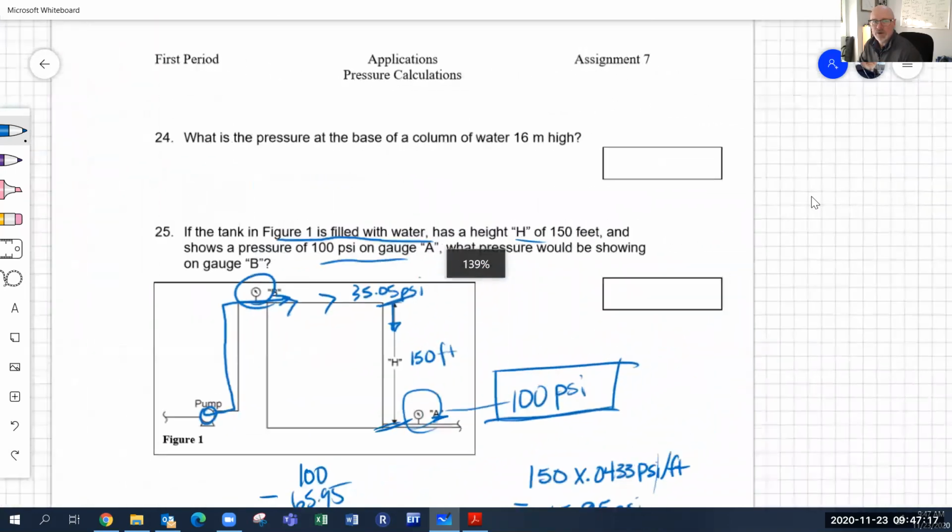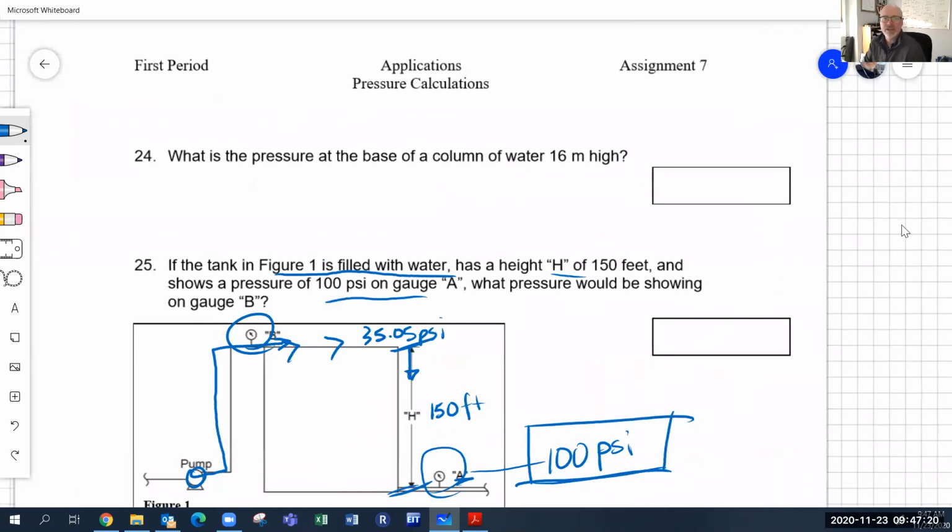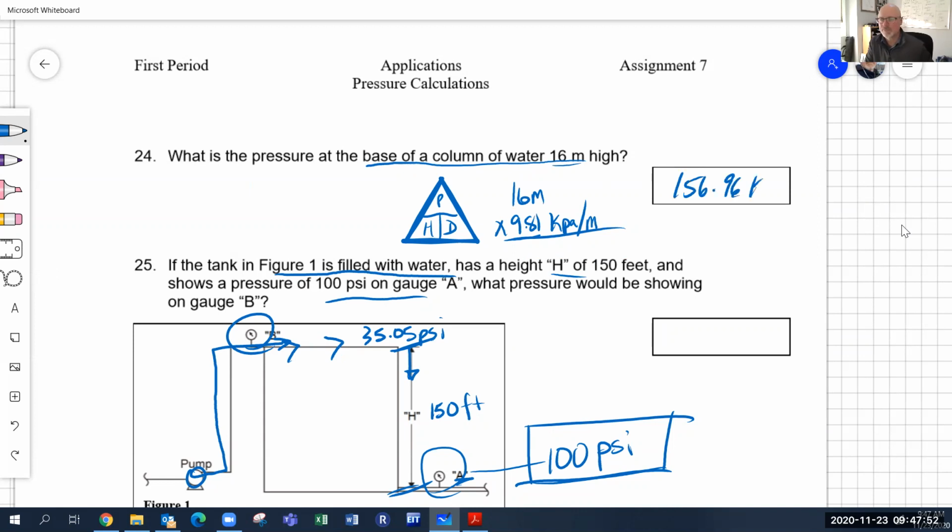So let's look at number 24 here, just above it. What is the pressure at the base of a column of water 16 meters high? Again, always consider your formula triangle where the pressure is equal to the height times the density. So the height is 16 meters. We simply multiply by 9.81 kPa per meter, and we get our pressure. And that pressure is 156.96 kPa.